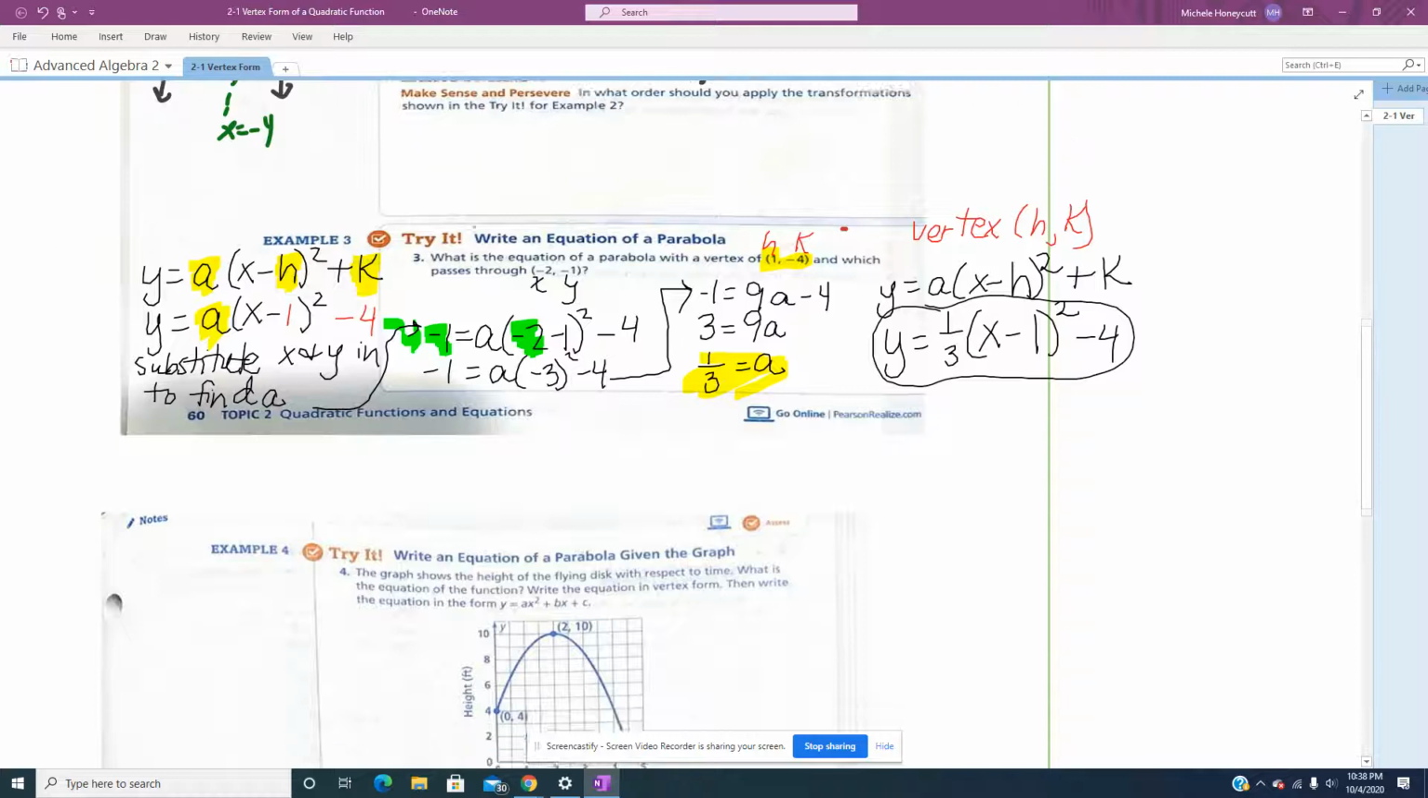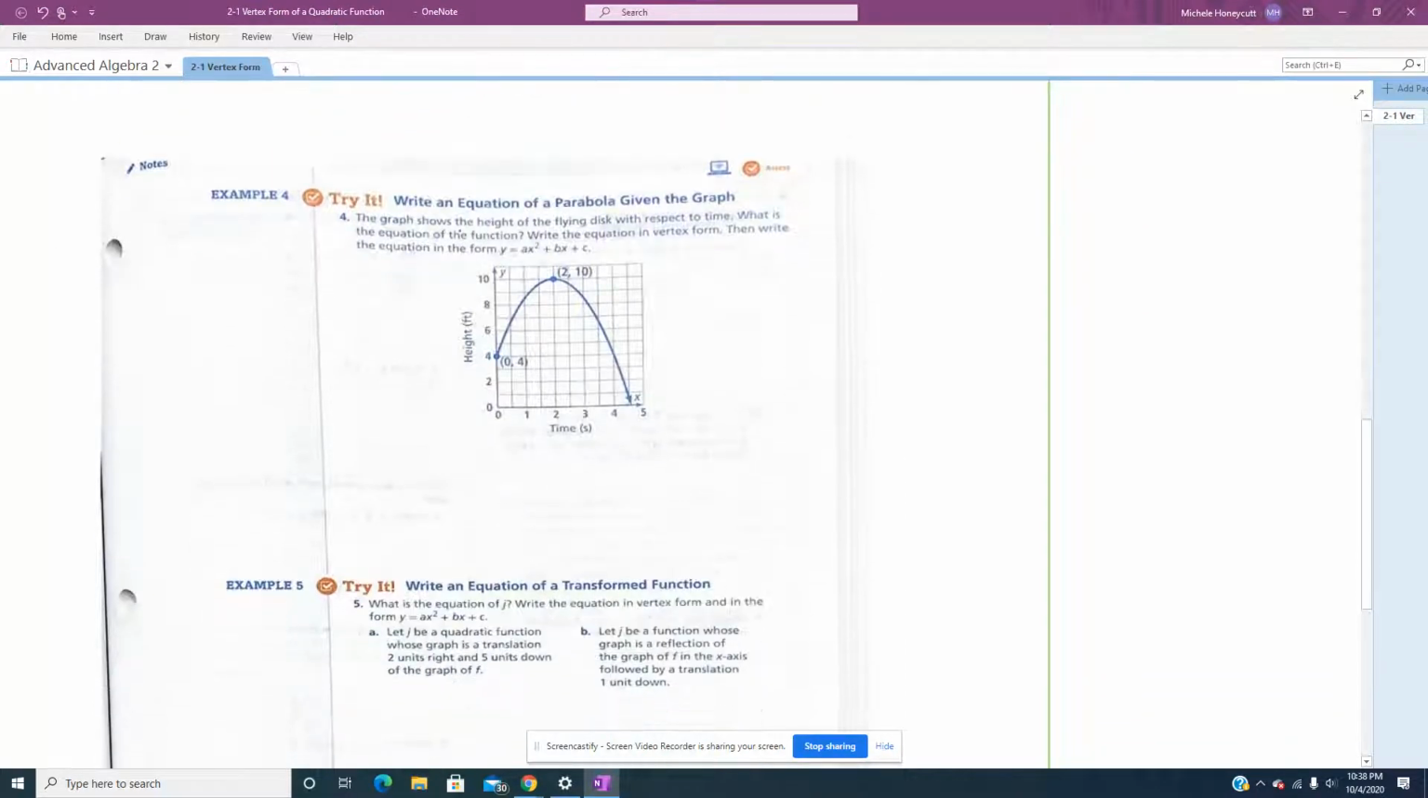Okay, then scrolling on down, example 4, turn the page. The graph shows the equation of the flying disc with respect to time. Oh, a frisbee. What is the equation of the function? What's the equation in vertex form? And then write the equation in this form right there, which is called standard form.